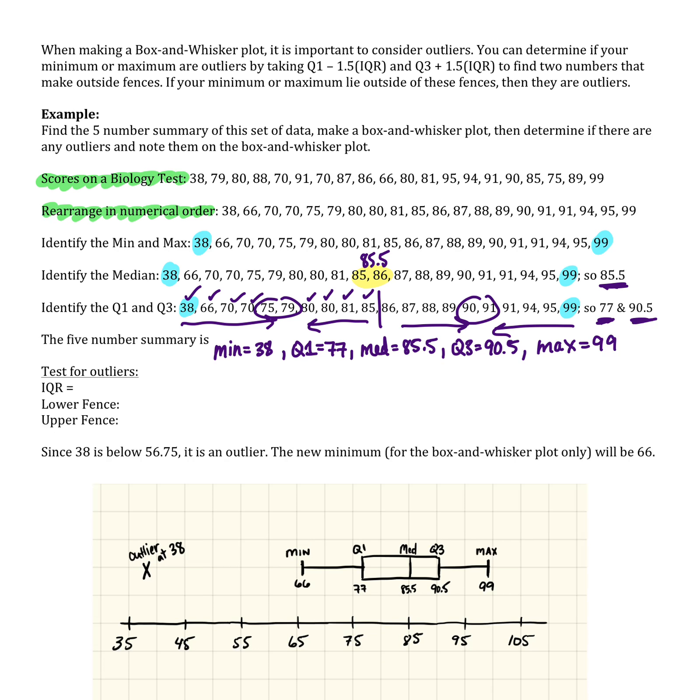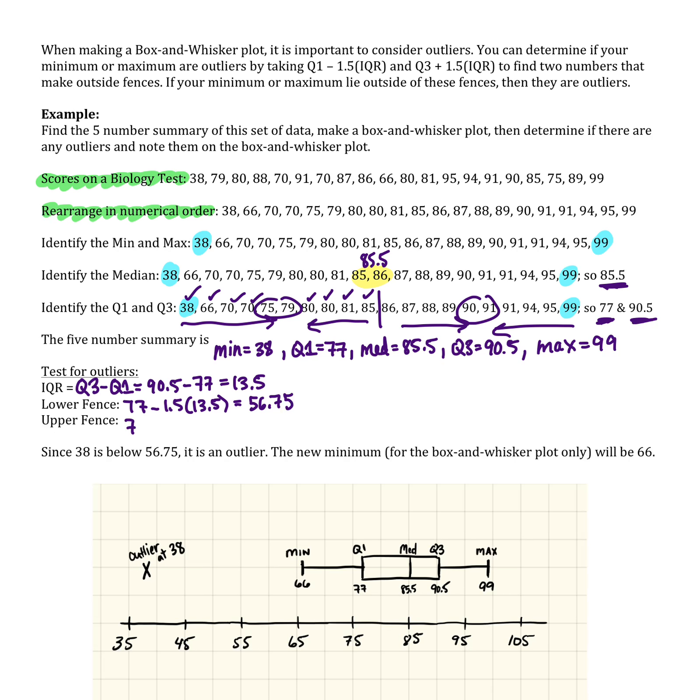So just a review of testing for outliers, you have to find the IQR, which is Q3 minus Q1, and that gives us 90.5 minus 77, which gives us 13.5. And that will help us to determine our lower fence and our upper fence. Our lower fence is found when we take our Q1 and we subtract 1.5 times that IQR. When I do that, I get 56.75, meaning anything below 56.75 is going to be considered an outlier.